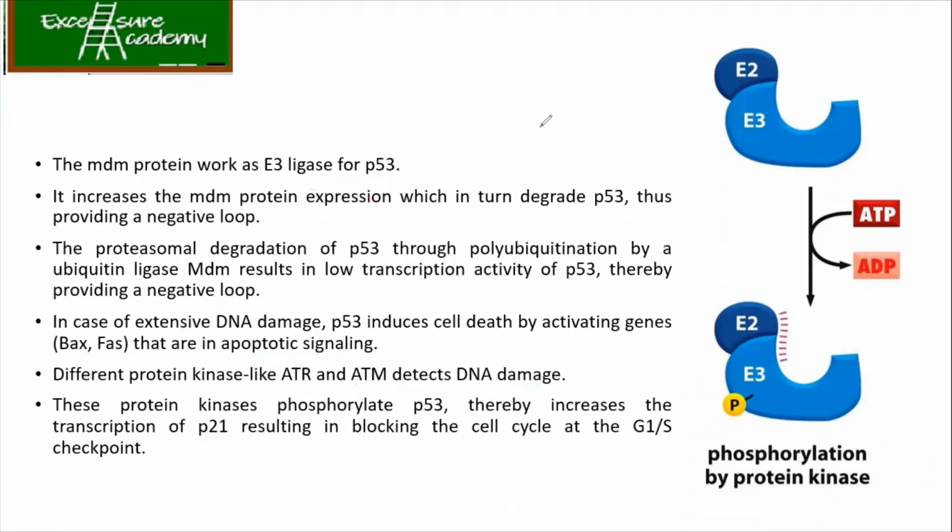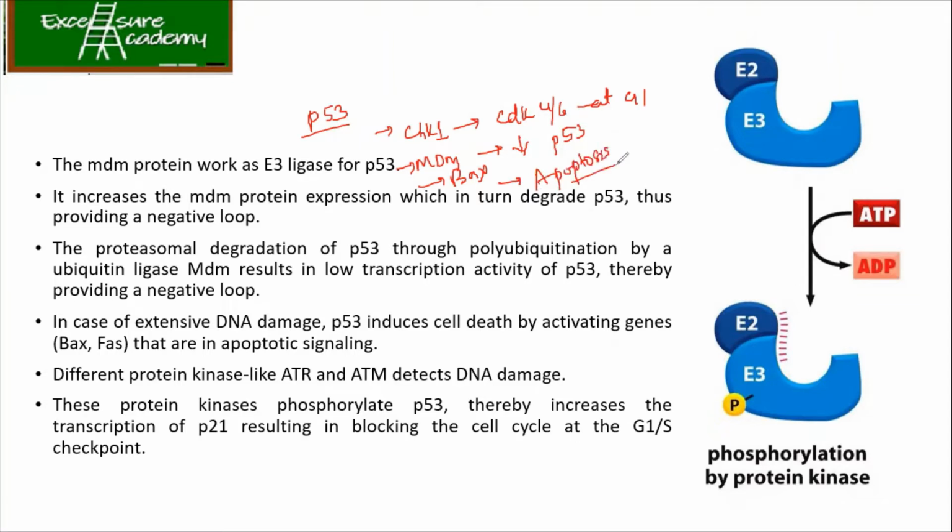So three cases were happening when P53 was getting activated. First we talked about the CHK1, right? Then MDM, and then about the BAX gene. So this is going to prevent the activity of CDK4 and 6 at your G1. MDM is going to result in the low expression or low concentration of P53, which is the negative feedback loop. What are the BAX genes doing? If they are getting expressed for longer time, then it is going to give the cell signal of apoptosis. Okay.